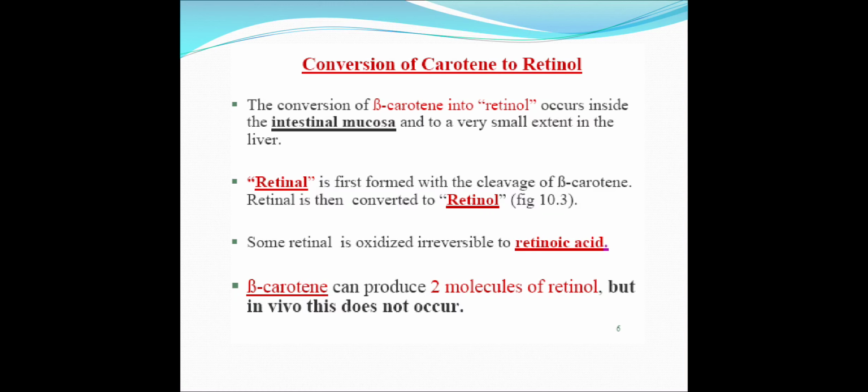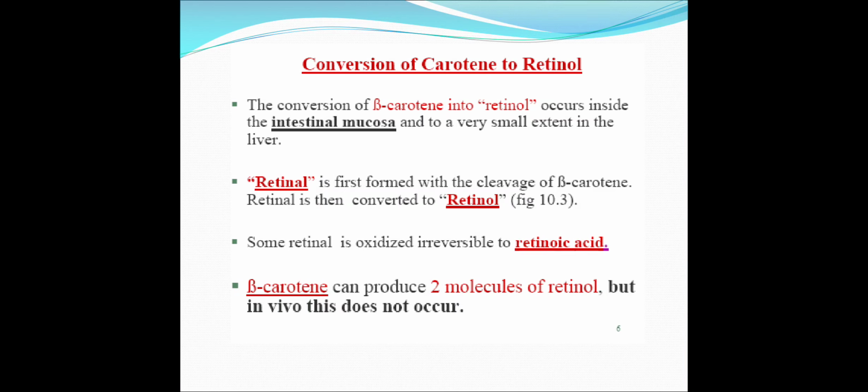Conversion of carotene to retinol. The conversion of beta carotene into retinol occurs inside the intestinal mucosa and, to a very small extent, in the liver. Retinal is first formed with the cleavage of beta carotene. Retinal is then converted to retinol. Some retinal is oxidized irreversibly to retinoic acid.